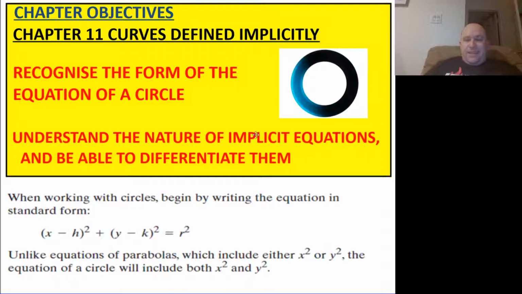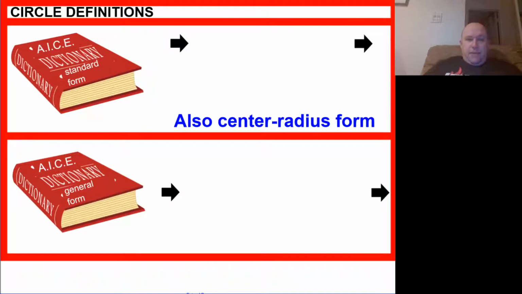Specifically for this unit, we're going to recognize the form of the equation of a circle and understand the nature of implicit equations and be able to differentiate them. I always start with the circle part. Really the title of this unit is implicit differentiation, but as it uses circles so much, I think it's important to make sure that we know how to do circles. And if I remember correctly, a question actually came up in chapter 10 as well about circles, so I said that we would revisit it at that point.